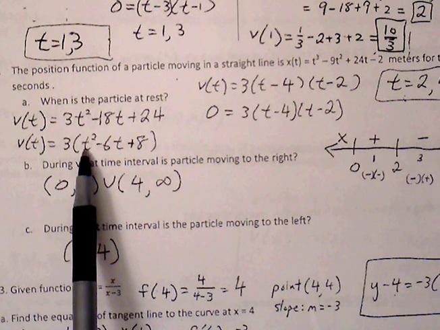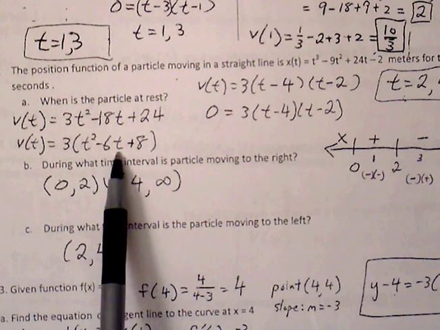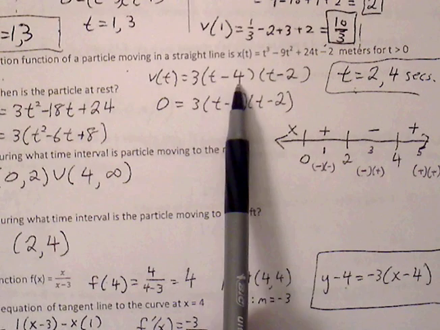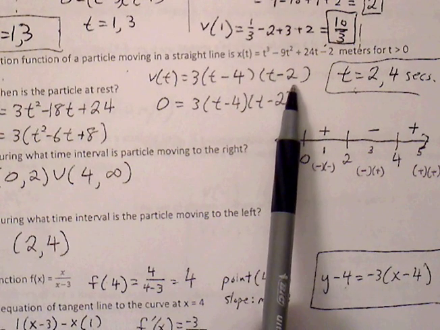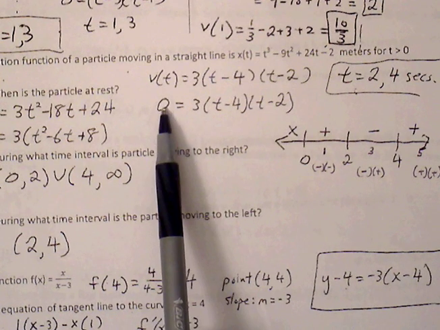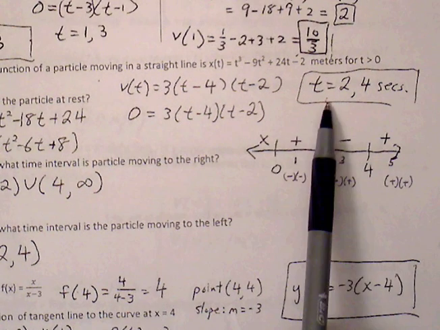So factor out the 3. We get t squared minus 6t plus 8. Continue factoring, t minus 4, t minus 2. And when we set that equal to 0, we get 2 and 4 seconds.